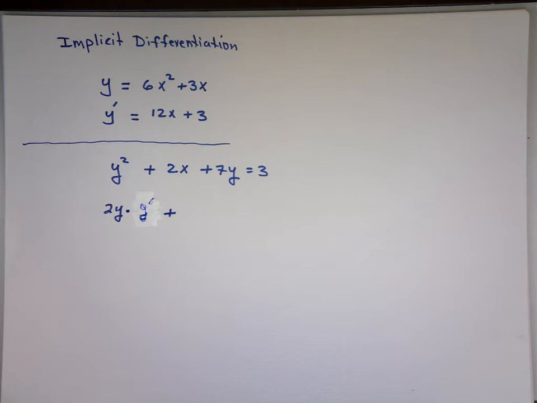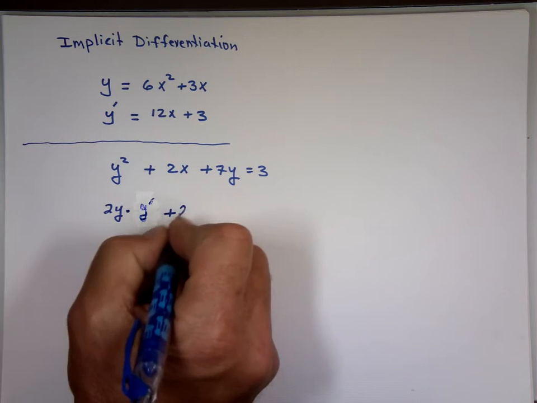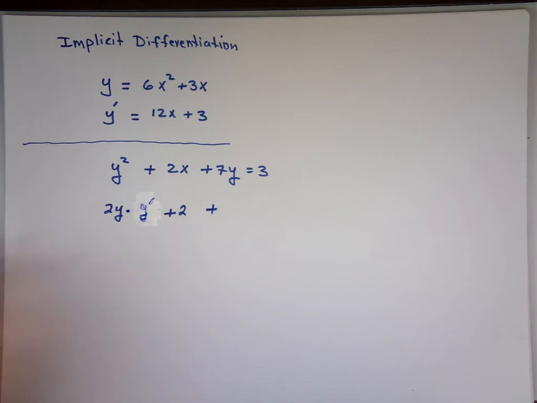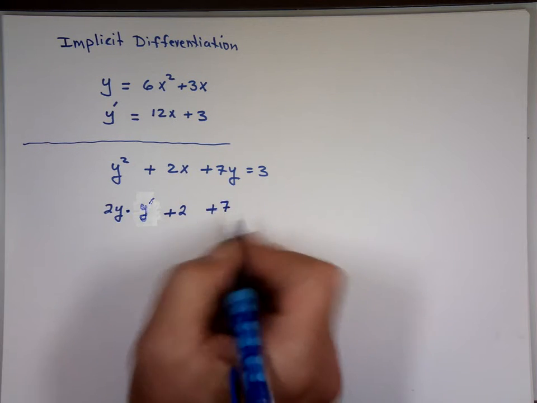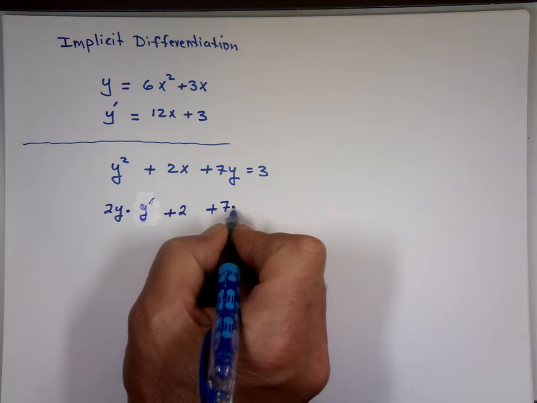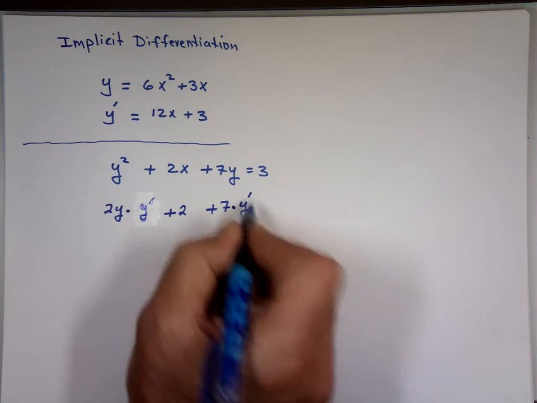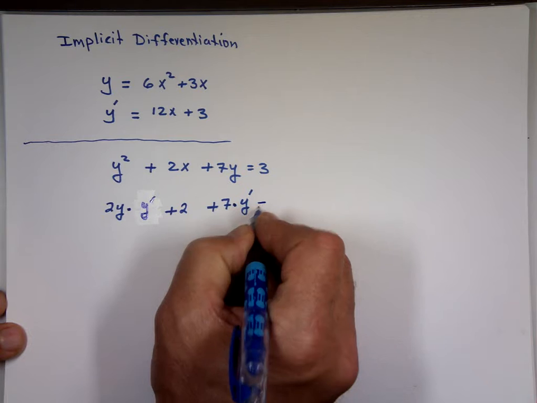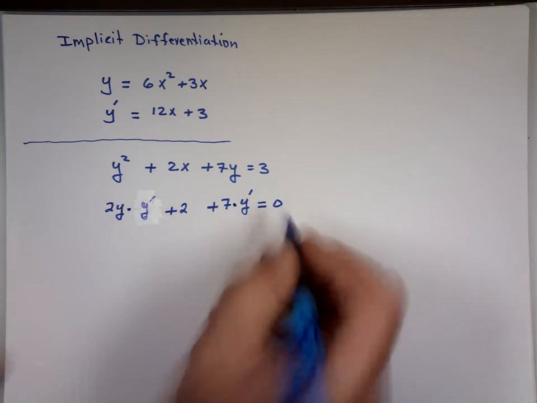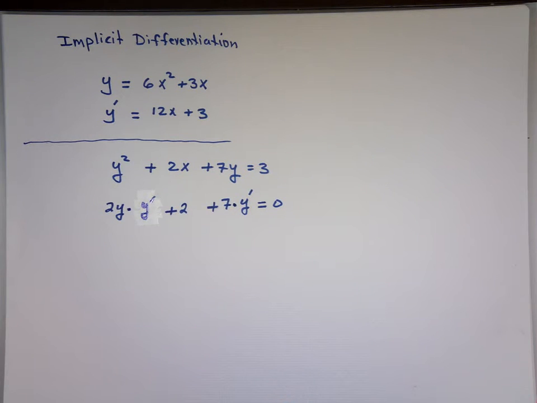The derivative of 2x is what? 2. The derivative of 7y is what? It's 7, just like 7x. The only difference is times what? y prime. y sub prime. The derivative of any constant is what? 0. Now can we solve for y sub prime?